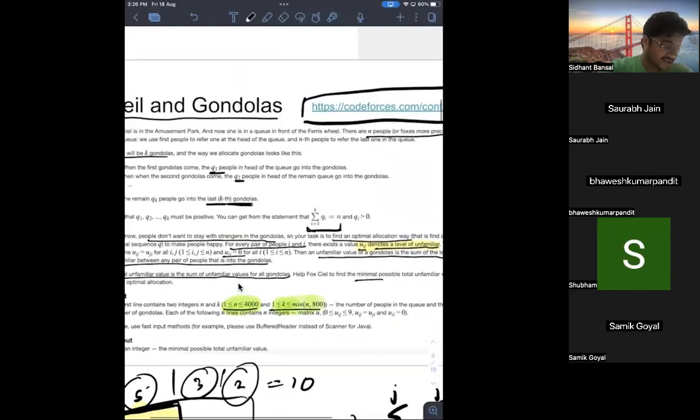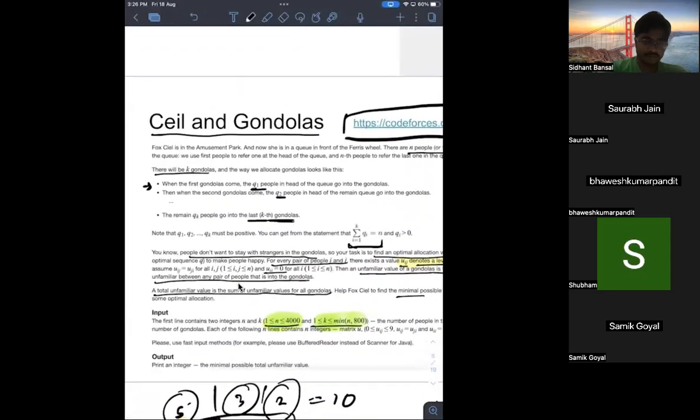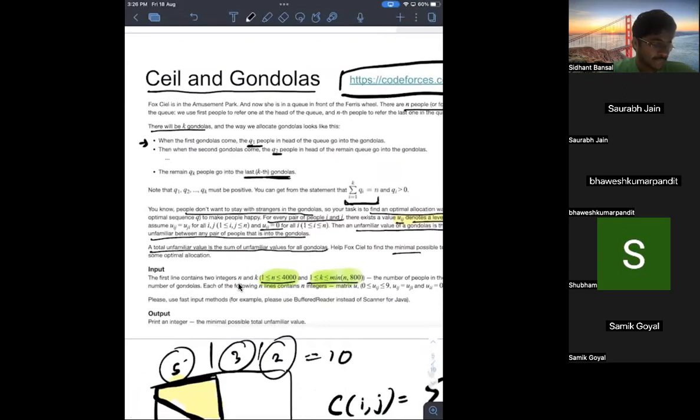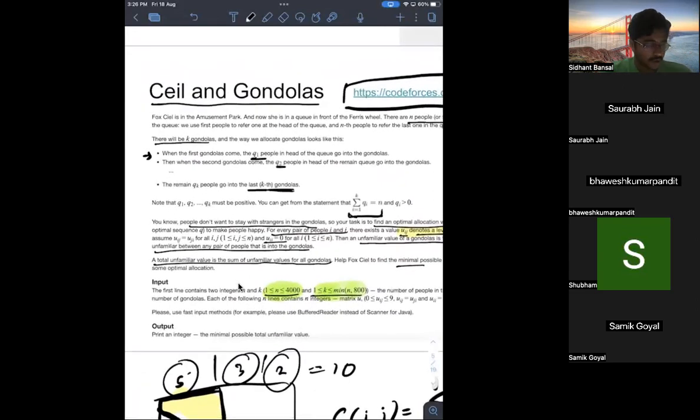So the question is as follows. You have n people and you have to divide them into k gondolas. A gondola is a type of grouping, like a vehicle in this particular question. The first Q1 people will go into one gondola, the next Q2 people will go into the second gondola, and so on. The last QK people will go into the kth gondola. All the people have to go on one gondola or the other, and they're going in continuous segments, right?